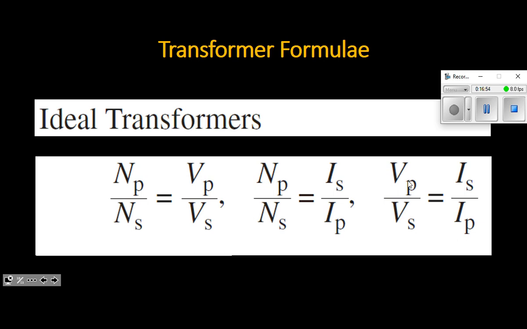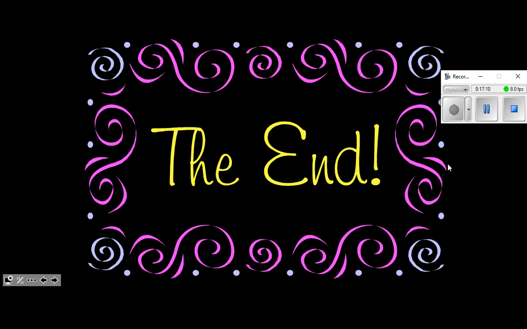Remember, as voltage goes up, current goes down. As voltage goes down, current goes up. So P over S here, S over P for current. So current I will always be different than potential difference V over the number of turns N. So that's that part of it.